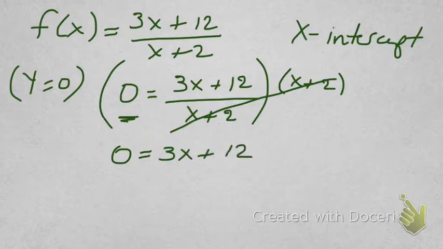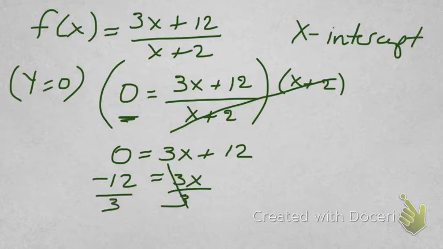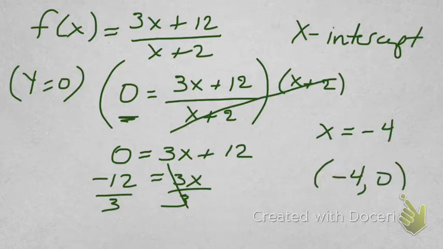You could set the numerator equal to 0 and solve. We move 12 to the other side with subtraction. Undo multiplication with division. We find the x-intercept to be -4. We could write that as an ordered pair, (-4, 0).